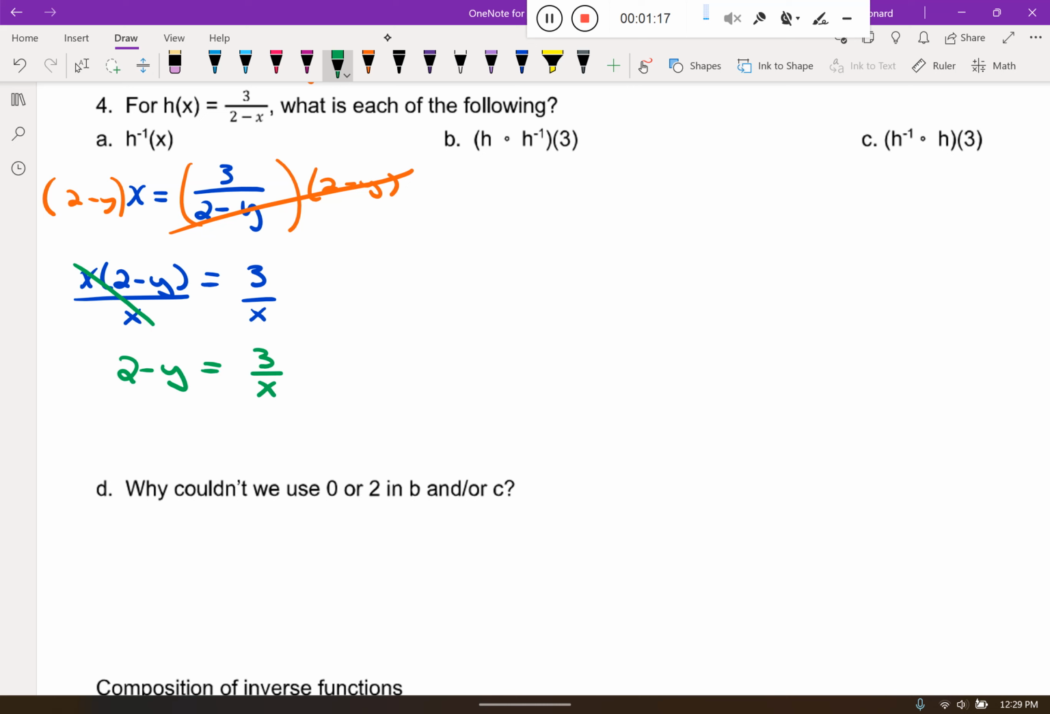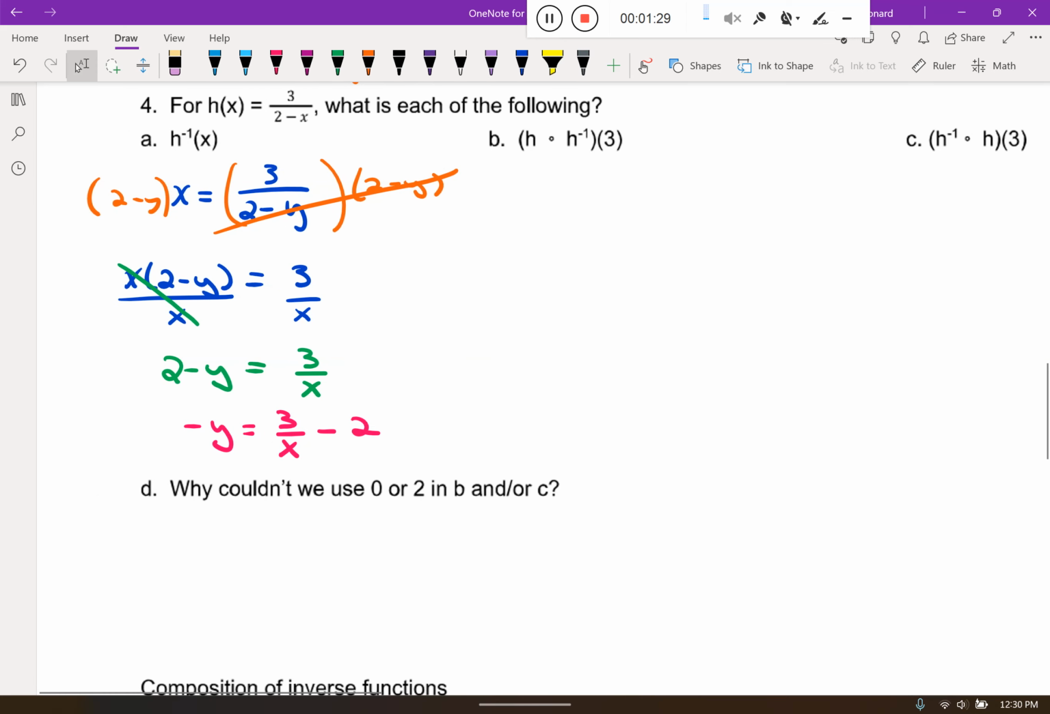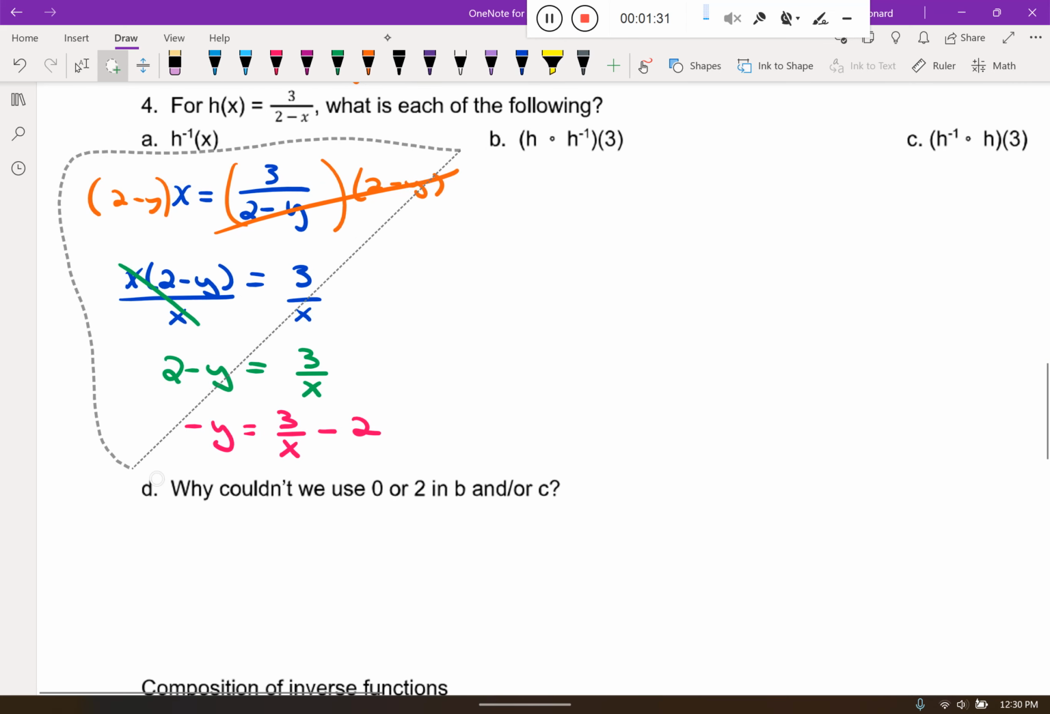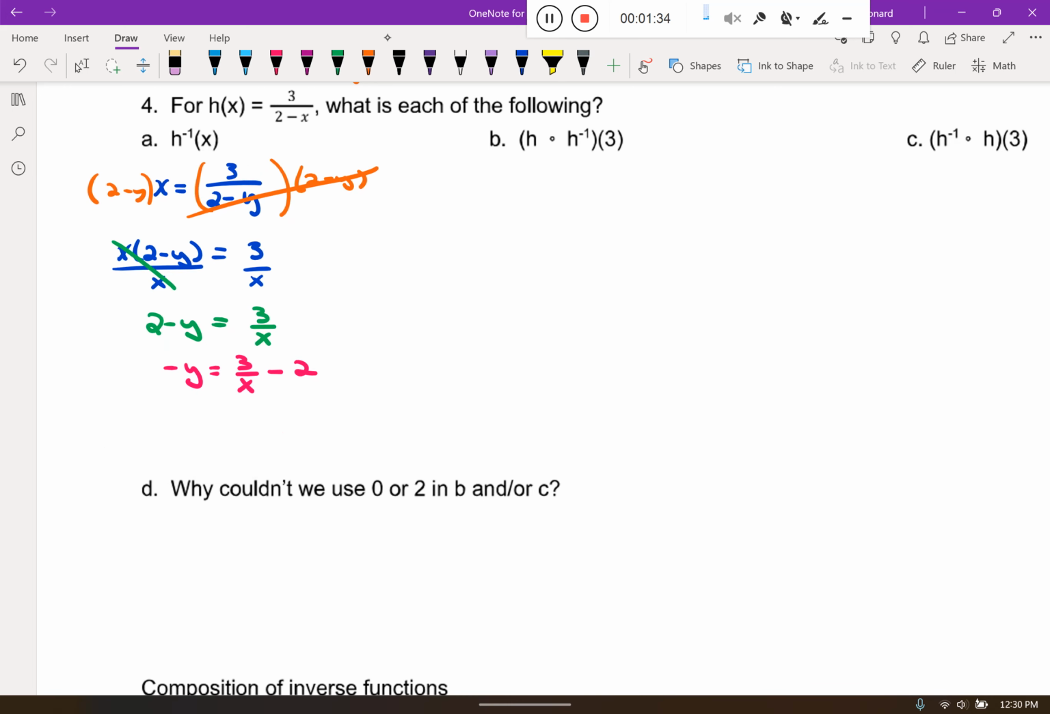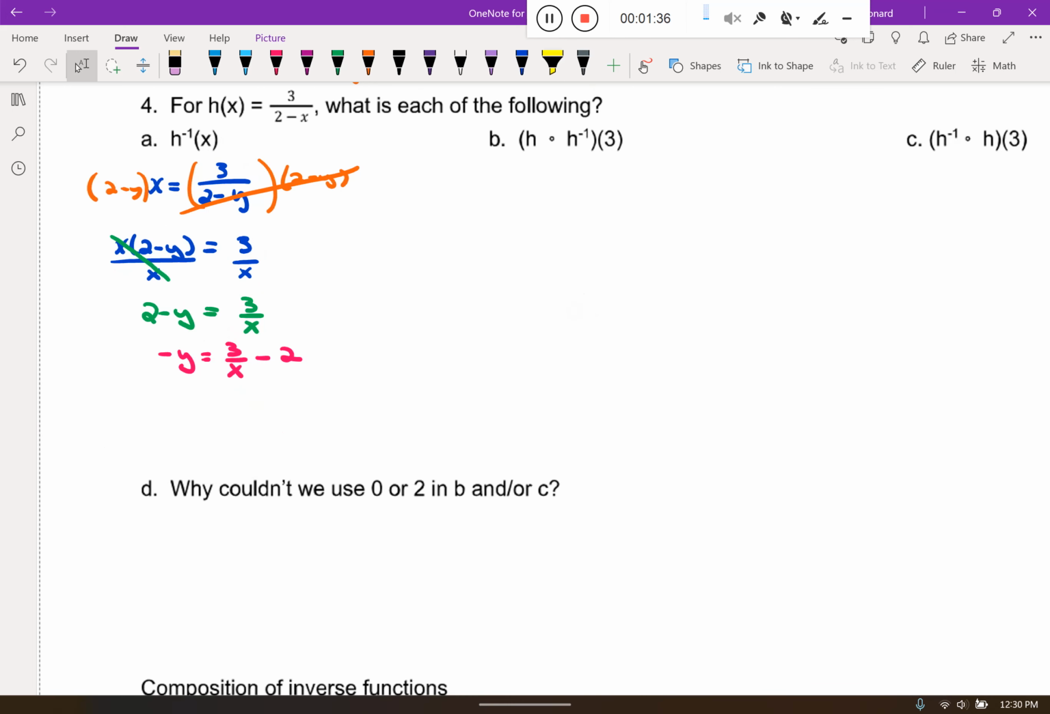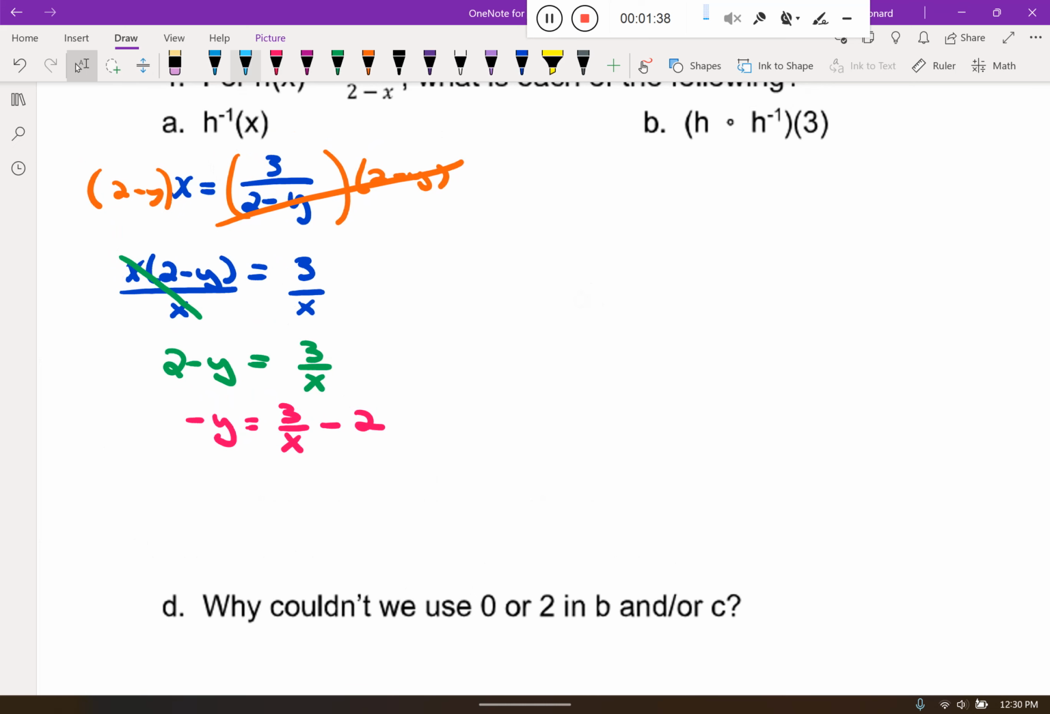To continue to try to get y alone, I next want to subtract 2 from each side. So negative y equals 3 over x minus 2. Y is almost alone, but not quite. So I'm going to need to multiply both sides by negative 1 to eliminate that negative sign and get y completely alone. So if I multiply both sides by negative 1, I have y is equal to, now I have some options. I can write negative 3 over x plus 2.